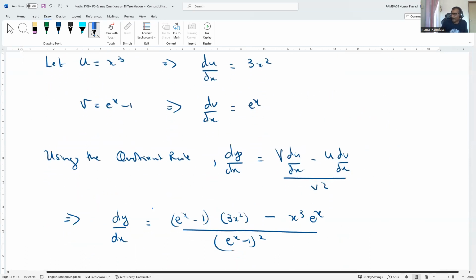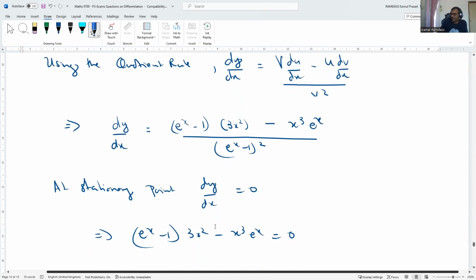Using the quotient rule, dy by dx, c'est v du minus u dv, divided by v squared. V, c'est ça. Du, c'est ça. Ça veut dire v du, multiplied by u, pardon, minus u dv. Ah, c'est u. dv, c'est ça. Divided by v squared, e to the power of x minus 1 all squared.